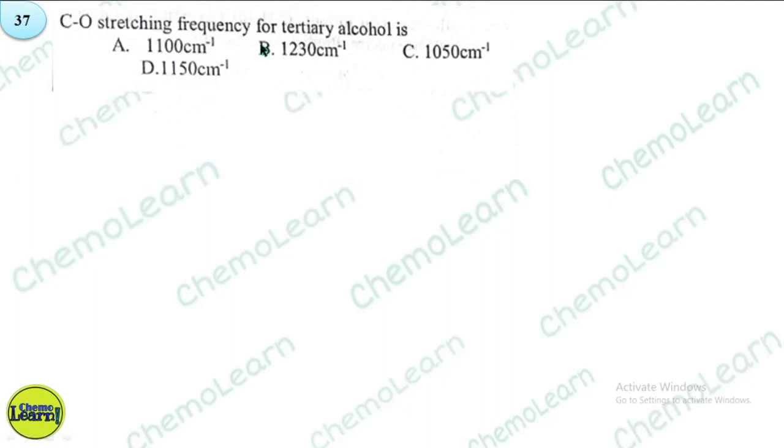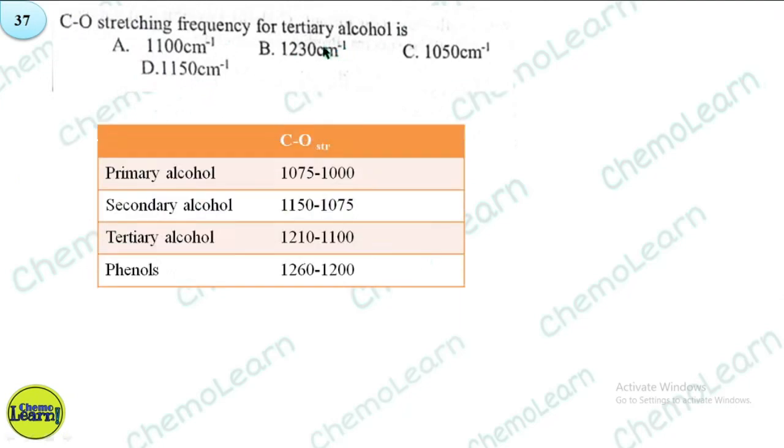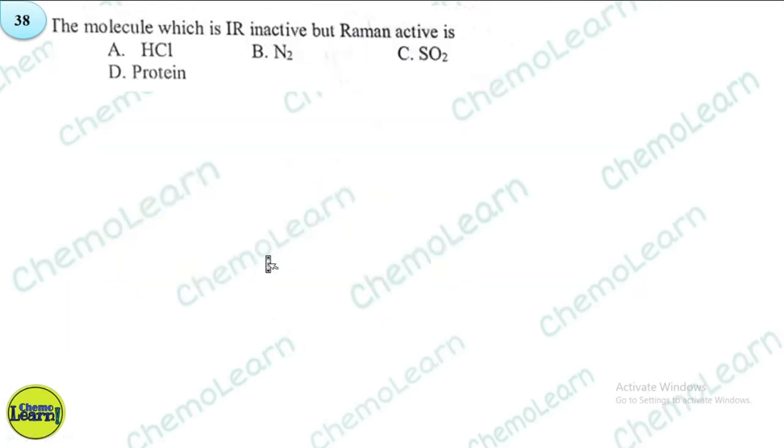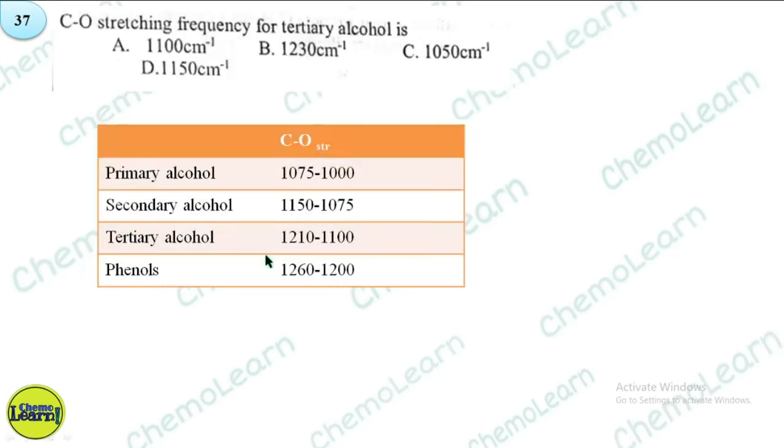C-O stretching frequency for tertiary alcohol is what? So here one table is given for primary alcohol, C-O stretching frequency, secondary, tertiary and phenol. C-O stretching frequencies are given. So you will find out for tertiary alcohol.